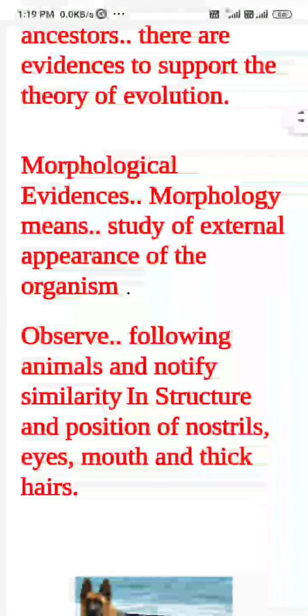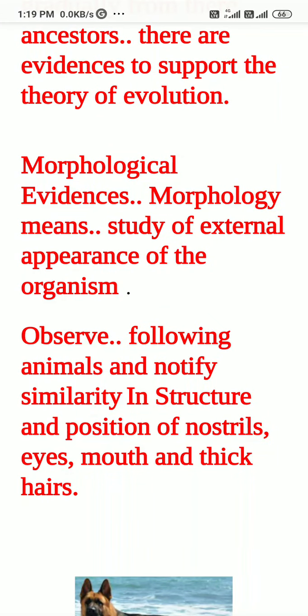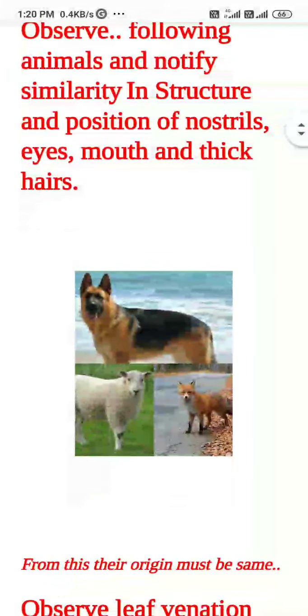First evidence is morphological evidence. Morphology means the study of external appearance of organisms. Friends, observe this diagram. Uppermost is a dog, that is a German Shepherd. To the left side is a sheep, and to the right side below it is a fox.